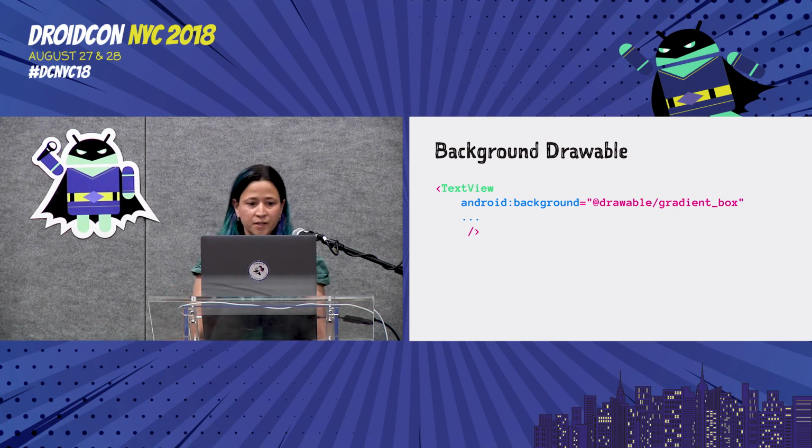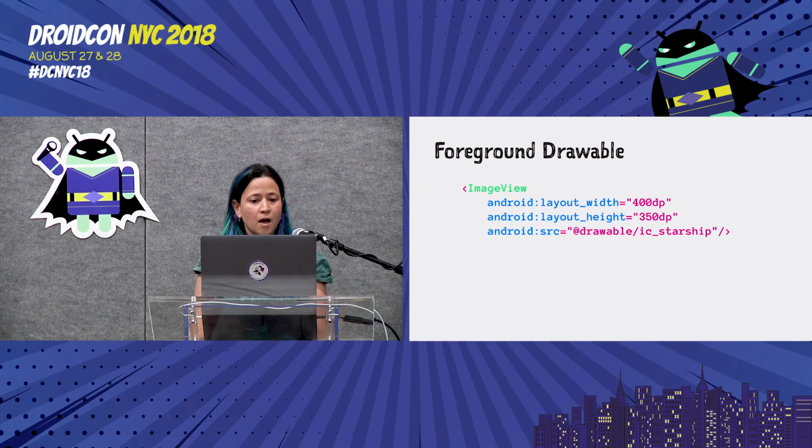Drawables can be applied in our XML in 2 ways. One of them is as a background to any views that we have in our app. And the other way is just in the foreground as an image view. And image views can do a bunch of other stuff that we will talk about a little bit later.